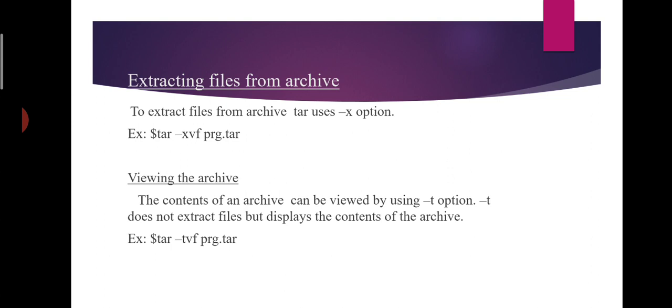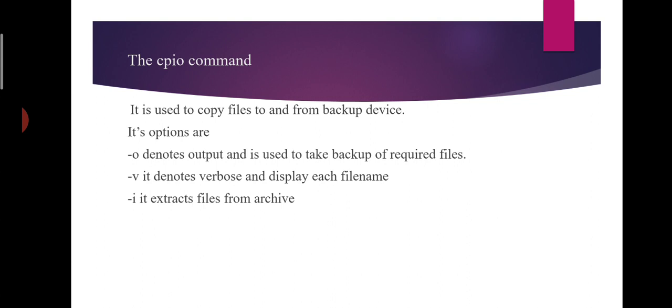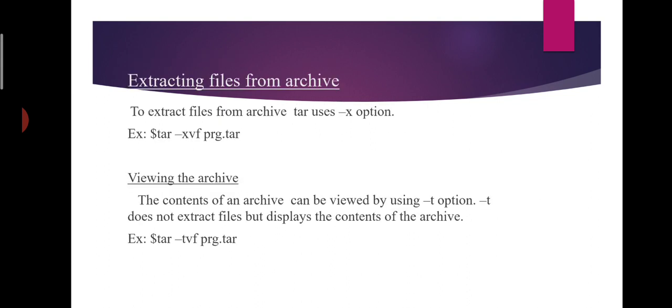So till now we have seen how to create the archive and how to extract the files from the archive, and let us see how to view the contents of the archives. The contents of the archives can be viewed by using the option -t. -t does not extract the files but it displays the contents of the archive.